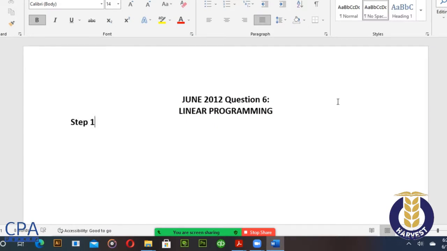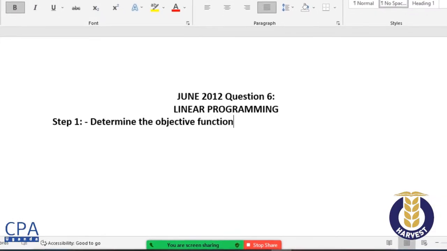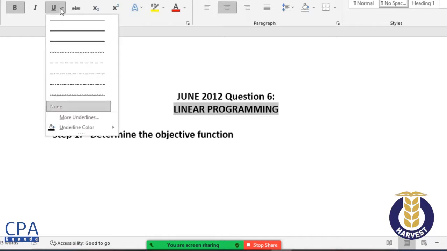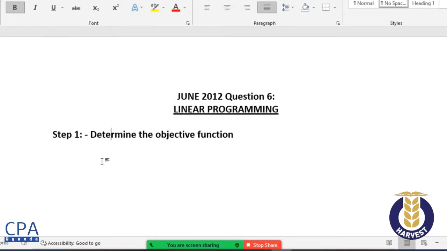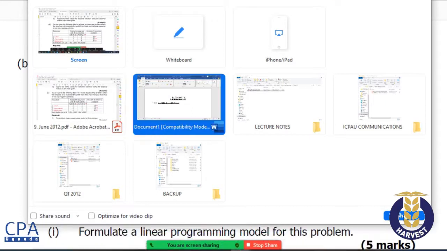you're going to determine the objective function. As I've mentioned, the objective function would ideally be to maximize profit or to minimize costs. So what do you think is our objective function here? Are we maximizing profit or minimizing costs? Maximize profit, correct. So we are going to maximize profit.